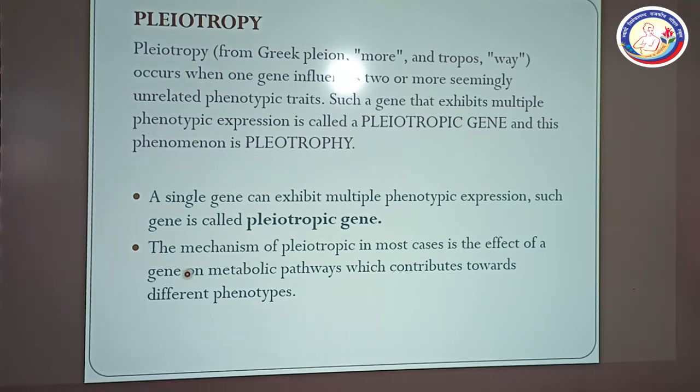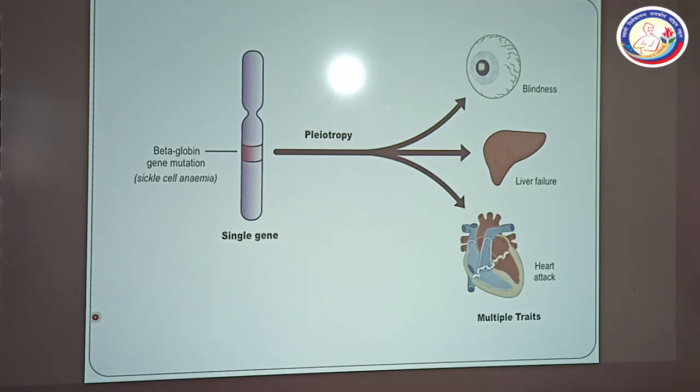The mechanism of pleiotropy in most cases is the effect of a gene on metabolic pathways which contributes towards different phenotypes. You can see this is the single gene. The name of the gene is the beta globin gene mutation, the sickle cell anemia gene. Now what will you see? By the effect of this gene, you can see the pleiotropy.